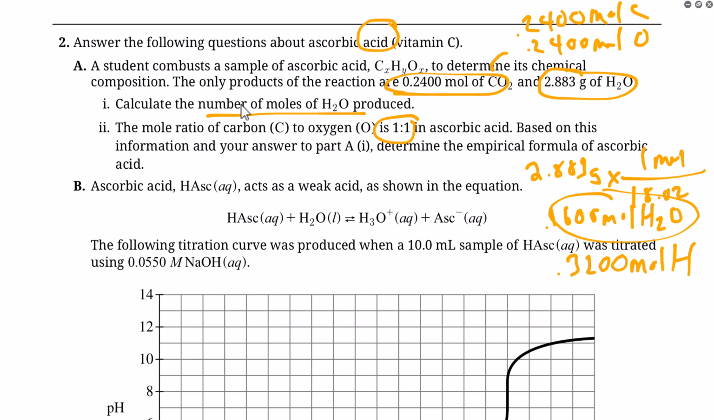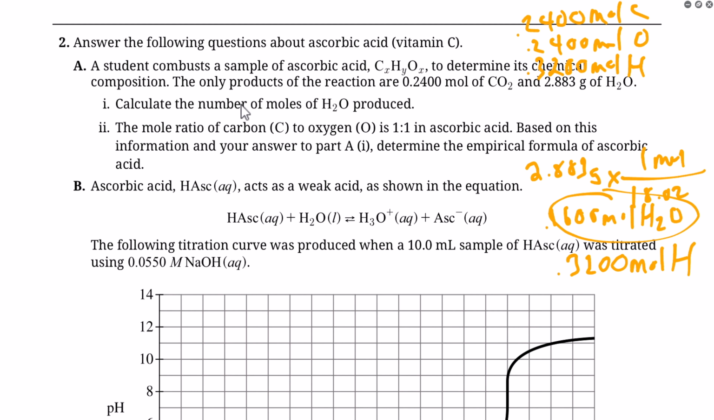So if I were to move forward with the empirical formula, I wish I had room. That's the only thing I wish I had more of in these questions is I don't have any room to write, and it's frustrating. I'm going to go ahead and get rid of these little markings here. Okay. And I'm going to go ahead and put the 0.3200 moles of hydrogen here. So we have all of our mole values.